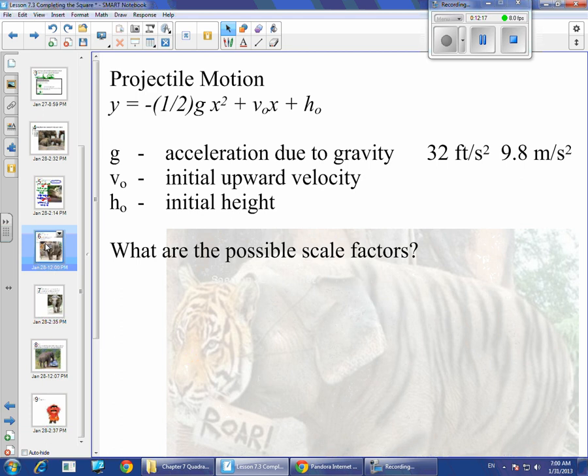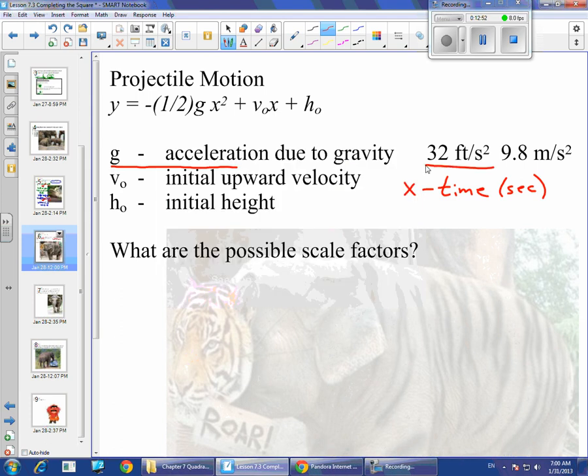Okay, so in this case, the y value is negative 1/2 times the value of gravity times x squared. In our case, x is time, in particular in seconds. And then plus your initial height on the end. Now the possible values for gravity are dependent on what kind of units we have for our other values for velocity and height. If things are measured in feet, I'm going to use 32 feet per second squared. If we're going to use meters, I'm going to use 9.8 meters per second squared.